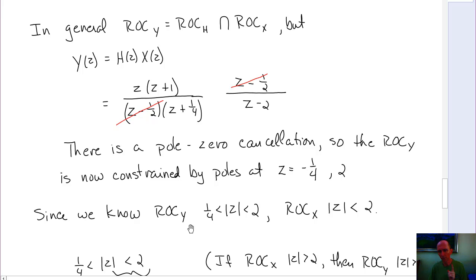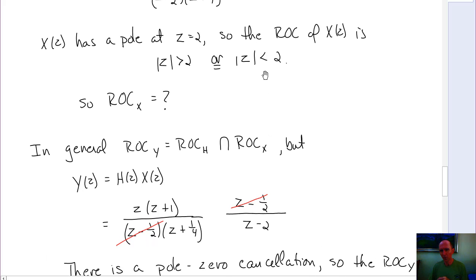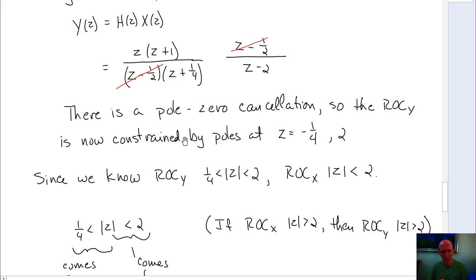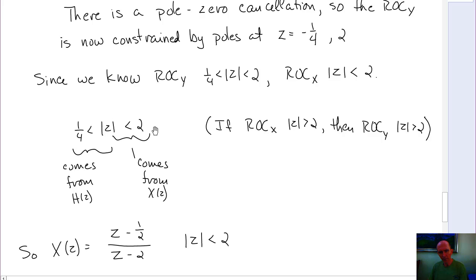Now we know that the region of convergence of y of z is greater than 1/4 and less than 2. Because of this, the region of convergence of x of z has to be less than 2. This part of the region of convergence comes from h of z, since we know that h of z has two poles. One of them is at 1/4. And this part here comes from x of z. If x of z had a region of convergence that was greater than 2, then the region of convergence of y would be z greater than 2.